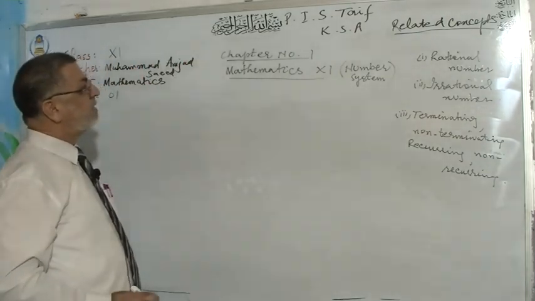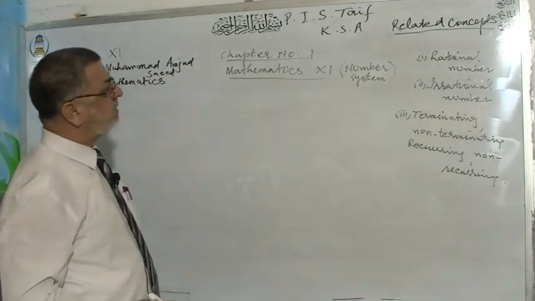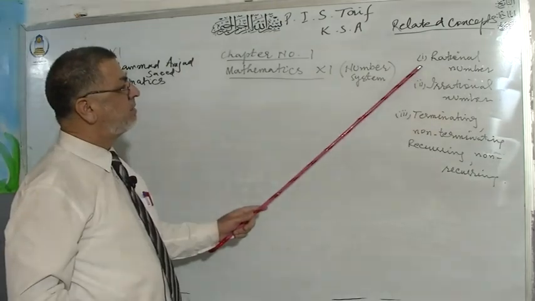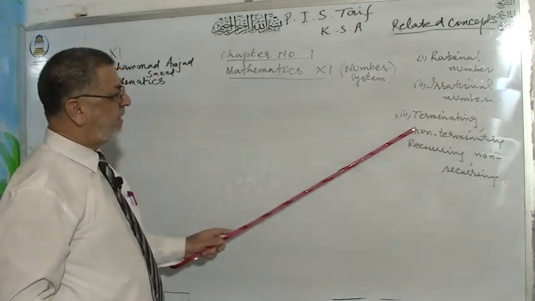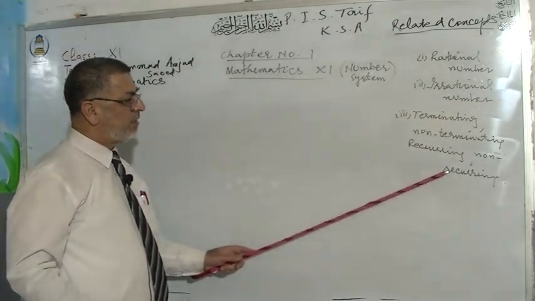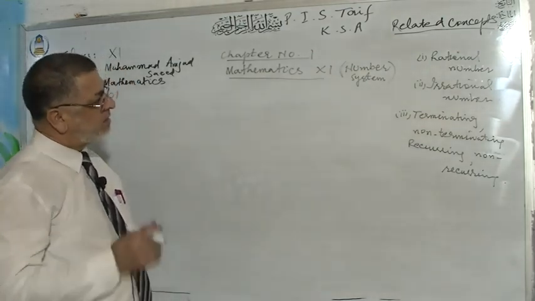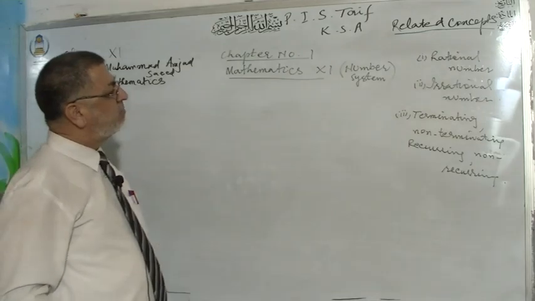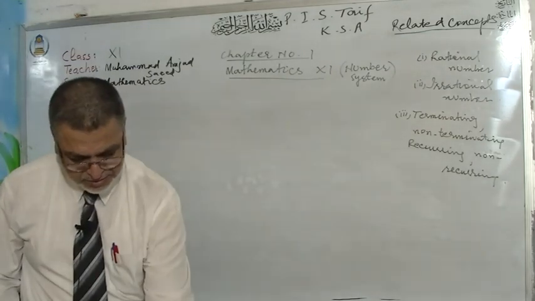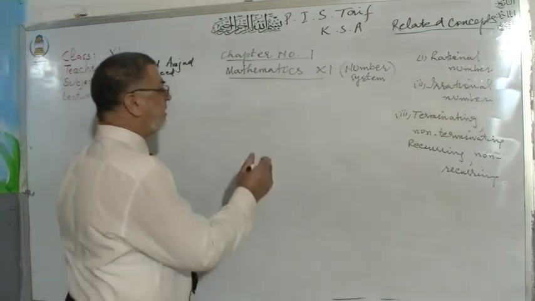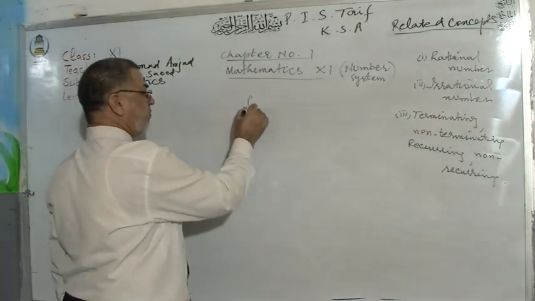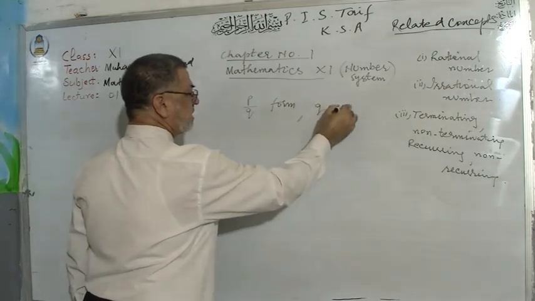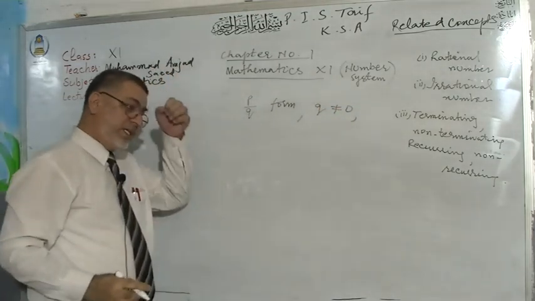First of all, before we start our exercise, I have to say something about rational numbers, irrational numbers, terminating, non-terminating, recurring, non-recurring decimals. First of all, what is meant by a rational number? A number which can be written in p over q form, where q is not equal to 0 always.